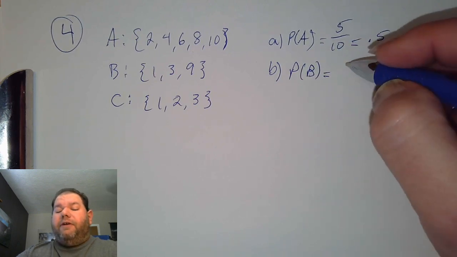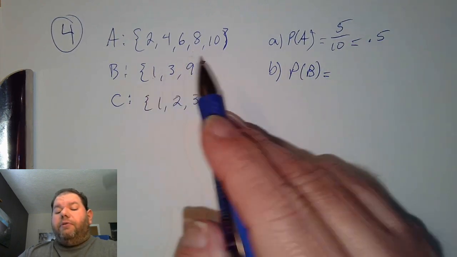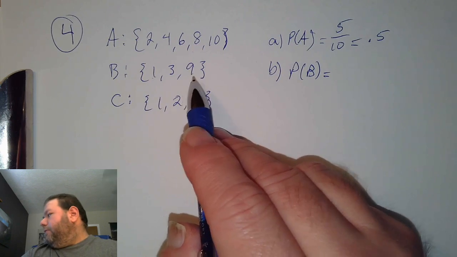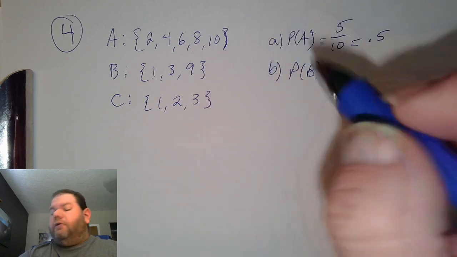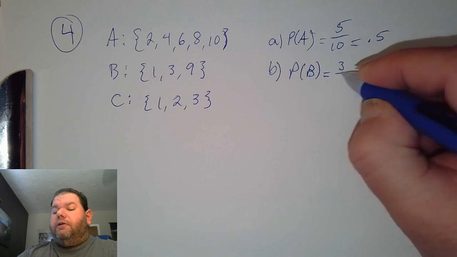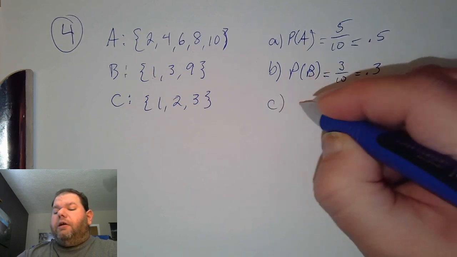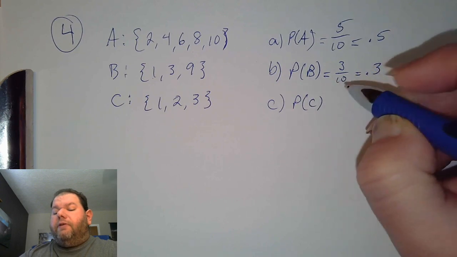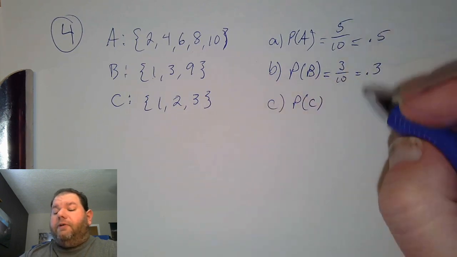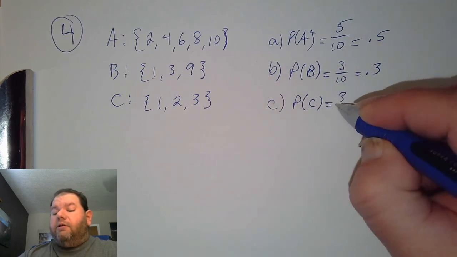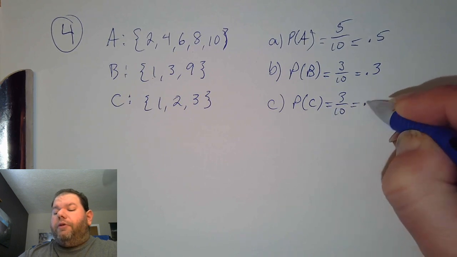For the probability of B, we know here we have 3 outcomes, so the probability is 3 out of 10, so 0.3. And probability of C is the same. We have 3 outcomes out of 10, so 0.3.